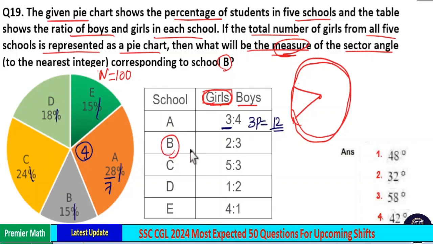Now total number of students in school B is equal to 2 plus 3, 5 parts. And this 5 parts is equal to 15 in pie chart. So 15 by 5 is equal to 3. So 1 part is equal to 3 means 2 parts is the total girls in school B.